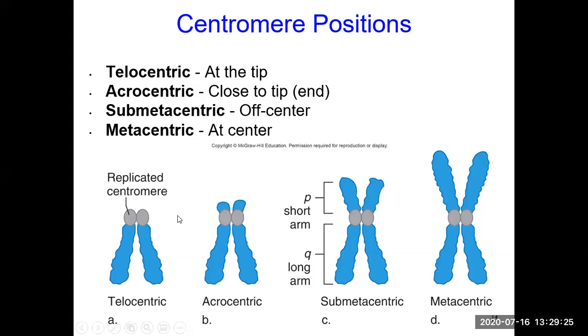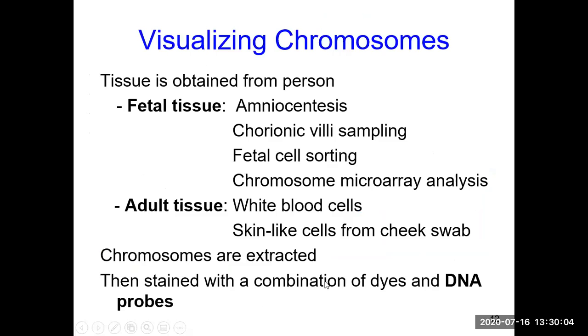So based on the position of the centromere, we give different names to chromosomes. This is a type of classification. If the centromere is at the tip, at the end, then that is known as telocentric. If the centromere is very close to the end, but you still see small arms, this is the p arm of the chromosome, then this kind of chromosome is known as acrocentric. If the centromere is slightly off center, not exactly in the center, then it is sub-metacentric. If the centromere is more or less at the center, then it is metacentric. So meta, sub-meta, acro, and telocentric.